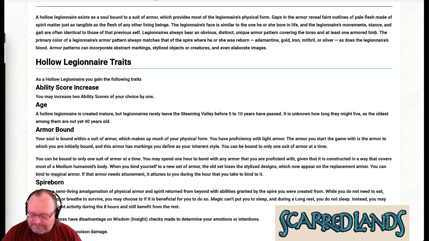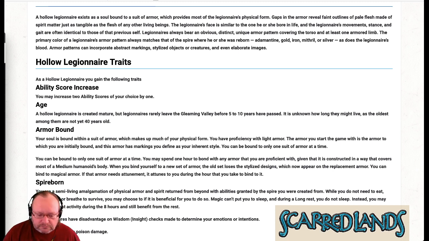You can bind yourself to different pieces of armor, so if you come across, say, an awesome suit of magical plate mail that you want, you can attune it and bind yourself to it over the course of a rest, just like anybody else. And each Legionnaire has this personal pattern. This is something that you'd asked about, the similarities of the Warforged. This is a little similar to the, I can never remember the name of the symbol on a Warforged, but the Hollow Legionnaires each have a personal pattern that imprints itself on their armor when they bind to it, and then when they unbind it, it goes away.